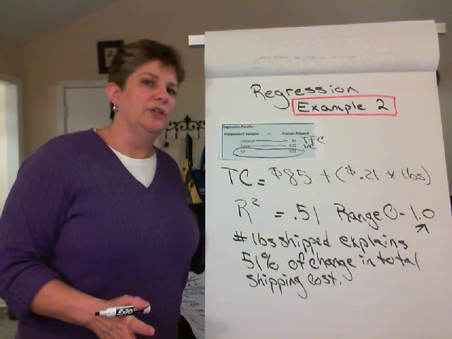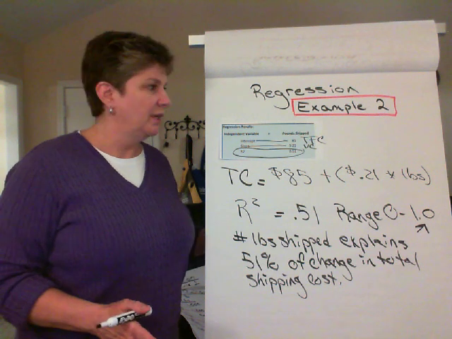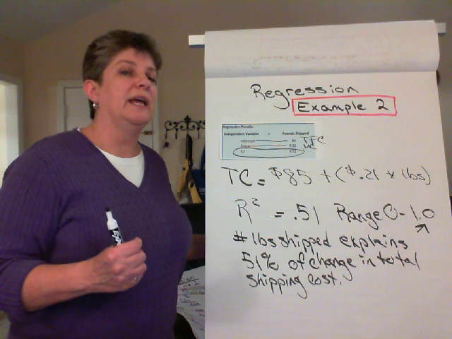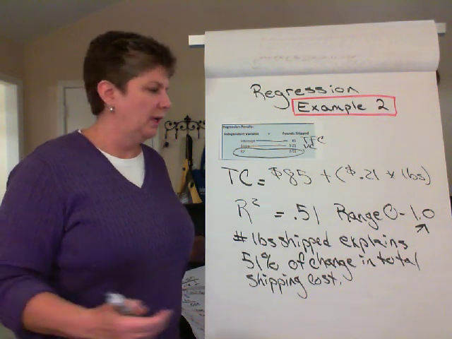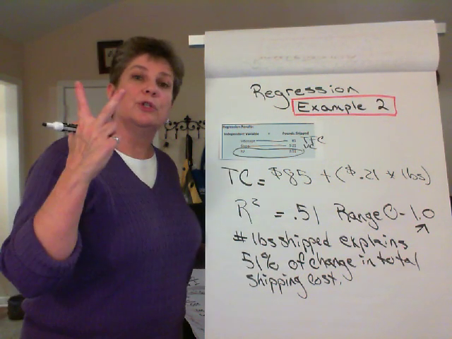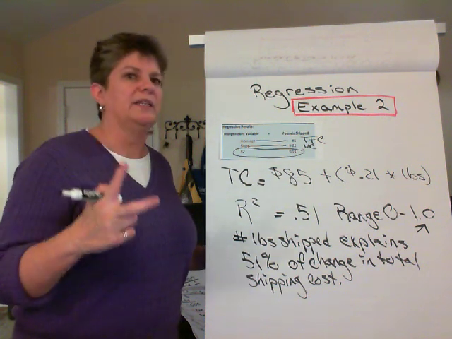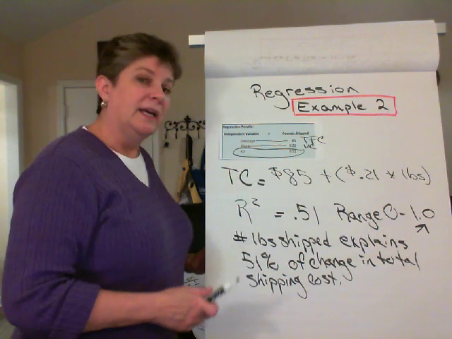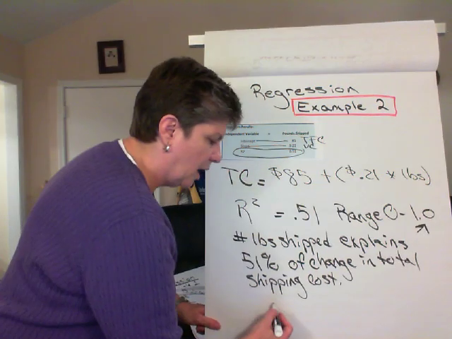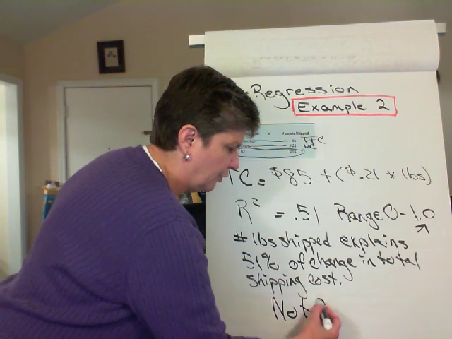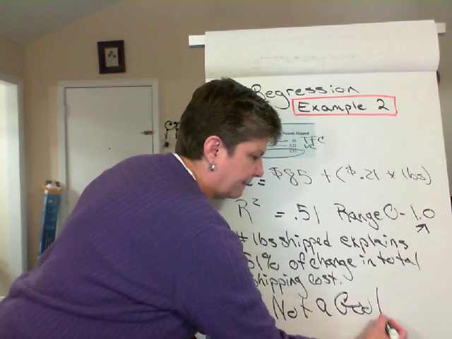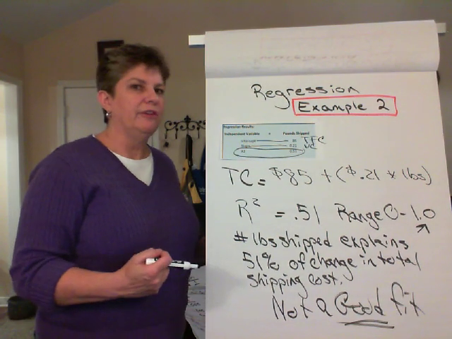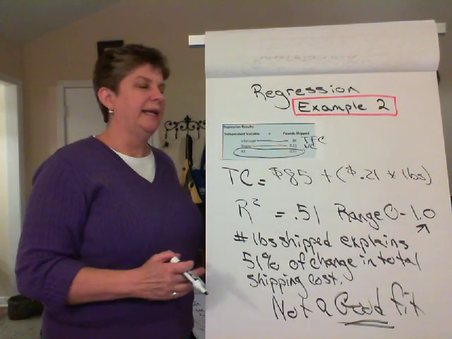And what we might want to do is run multiple regression. Find some other activity measure besides pounds shipped and see if we get a better cost estimation formula, a better R square, if we use 2 cost predictors, 2 activity measures, rather than just 1. But if this is all we've got, then we're in trouble. This is not a good fit, because we can't afford to be right only 51% of the time in estimating our costs.